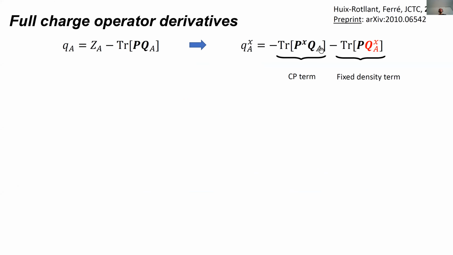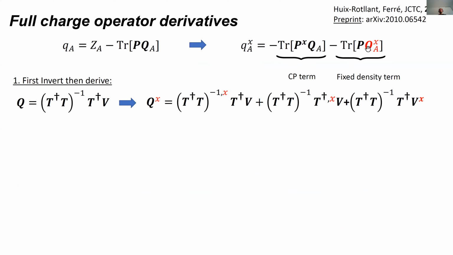One is the coupled perturbed term that comes from the derivative of the density, and then we have a second term that has a fixed density and is just the derivative of the atomic charge operator. So I'm going to speak first about the second part, and that is also very easy to construct. So we take our expression of the atomic charge and we derive it.